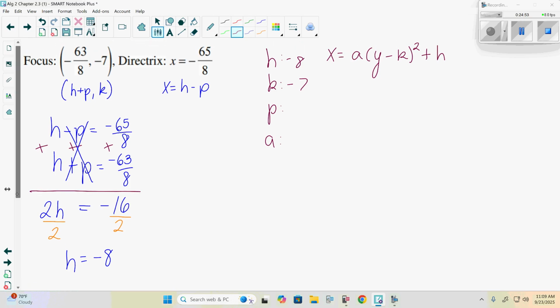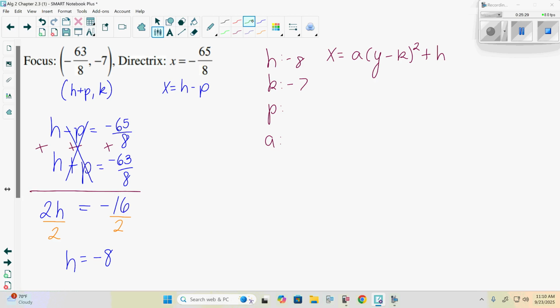So when we're given the focus and the directrix, it adds this step of setting these two equations up, h minus p, h plus p, and you can add them together. You'll find the value of h. If you subtracted them, you'd find the value of p, because h minus h is 0 and negative p minus p would be negative 2p. Now that we have h, we can actually find the value of p.